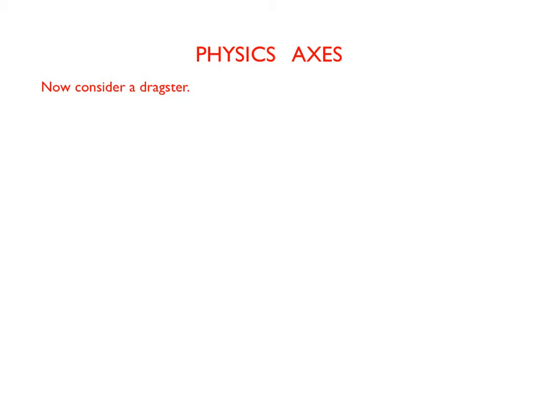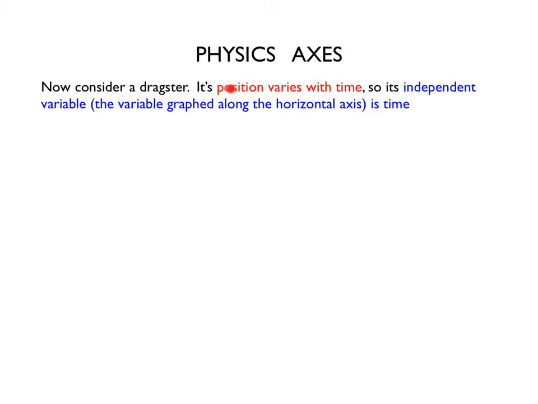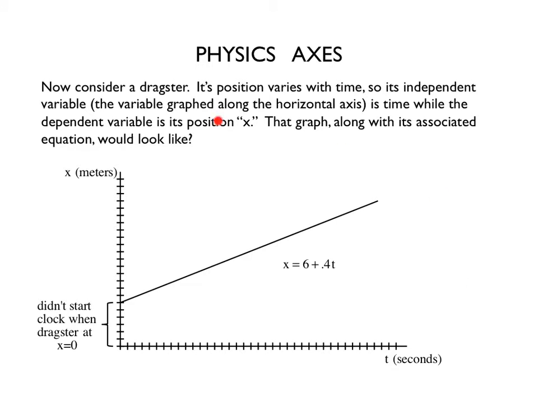So you've seen how that graph was used in a typical math problem. Now let's take a look at a physics problem. Consider a dragster. Its position changes as a function of time, so its independent variable, which is to say the variable that's graphed along the horizontal axis, will be time, and the dependent variable, the one that will depend on time, will be position.